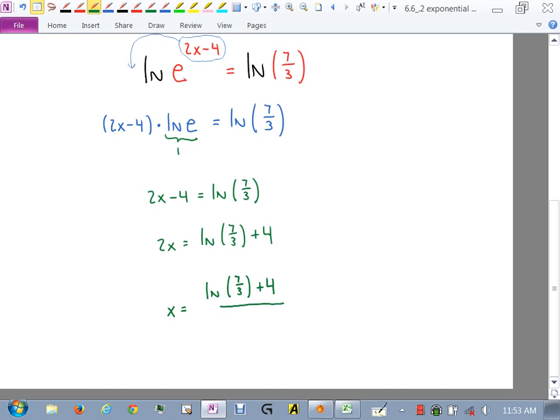Just leave that all alone and then divide it all by 2. Now, get on your calculator. Tell me what natural log of 7/3 is. Let's figure out what that is, and then we'll plug that answer in. We'll round it a little bit. I'm getting approximately 0.847, plus 4, over 2.